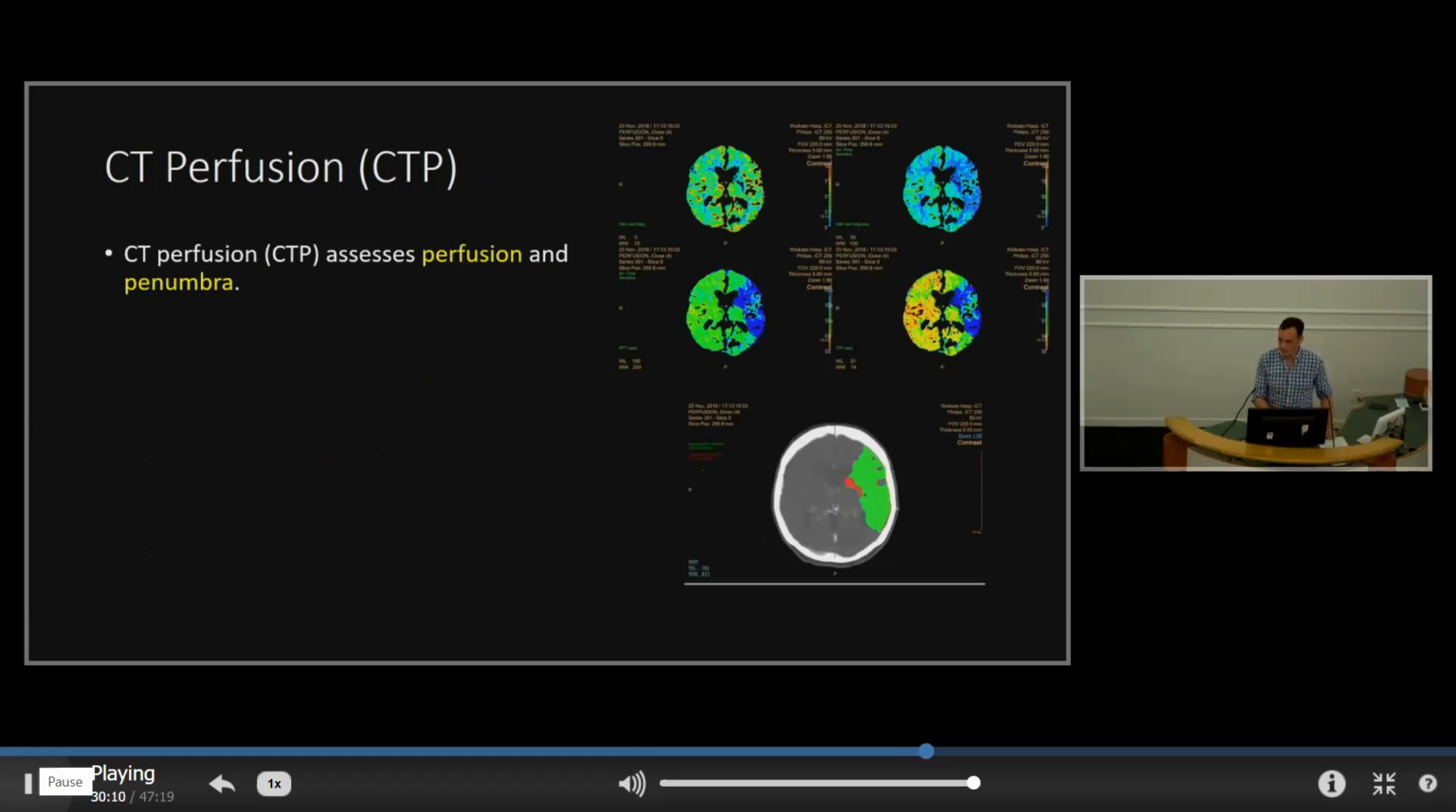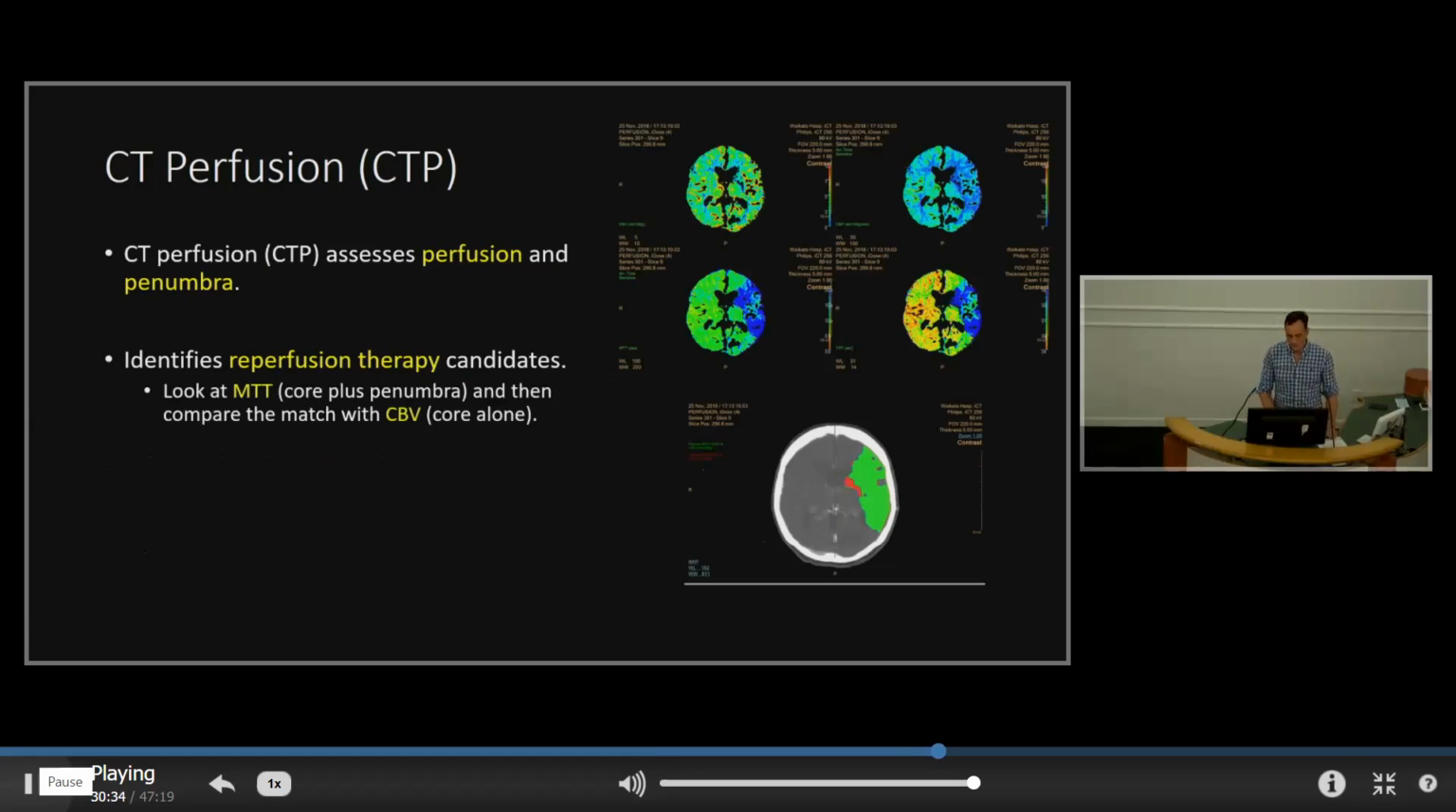CT perfusion assesses perfusion and penumbra. These are, I gotta admit, my favorites. I find them very simple. They have aesthetically pleasing color maps as well. So I think it's really good if you can read these, although this is generally done by the neurologist or on-call stroke physician. So these are really useful for identifying who might benefit from clot retrieval. And they're very simple to read, and you should be able to read them after this slide.